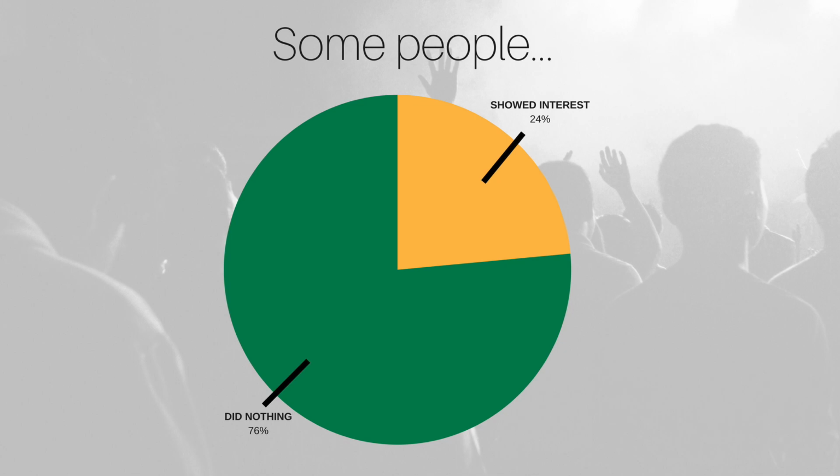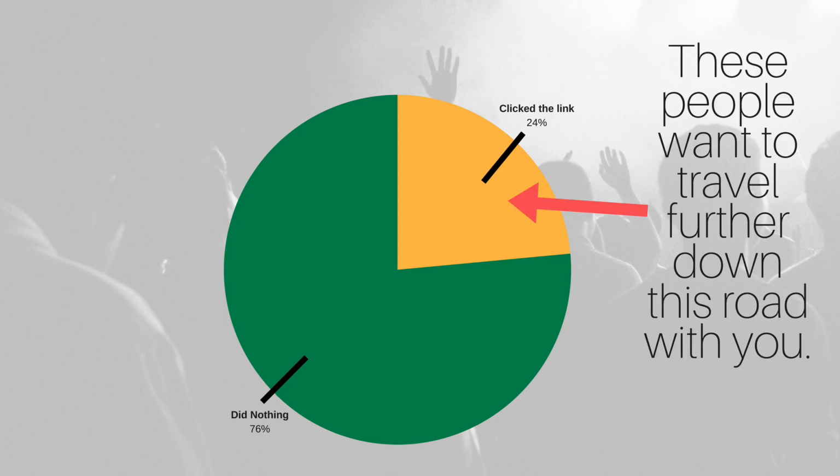Let's imagine this pie chart represents everyone who ended up on a page on your website where you're trying to sell your new CD or vinyl record. You got them there by sharing the link on Twitter, Facebook, Instagram, YouTube, and email. Now the people in the yellow slice, they clicked a button to make a purchase and ended up on your thank you page. You know they want to travel further down this road with you. Maybe it's time to follow up with a thank you video, or a link to the album on Spotify, or a blog post that has all the behind-the-scenes stuff about the making of that album.